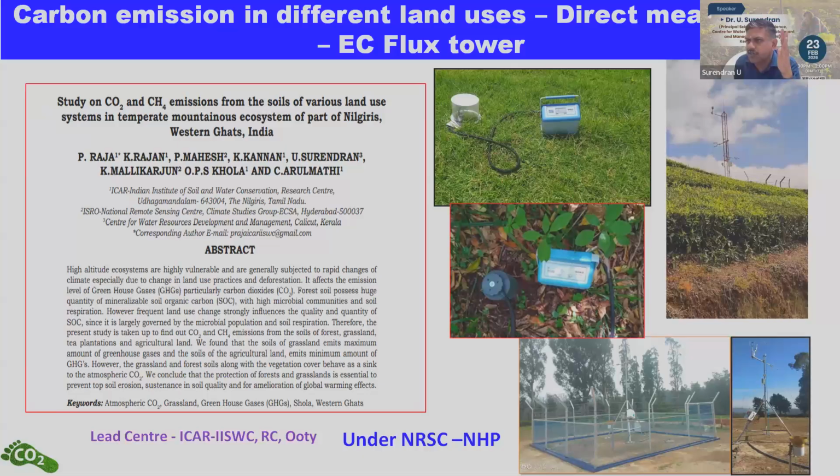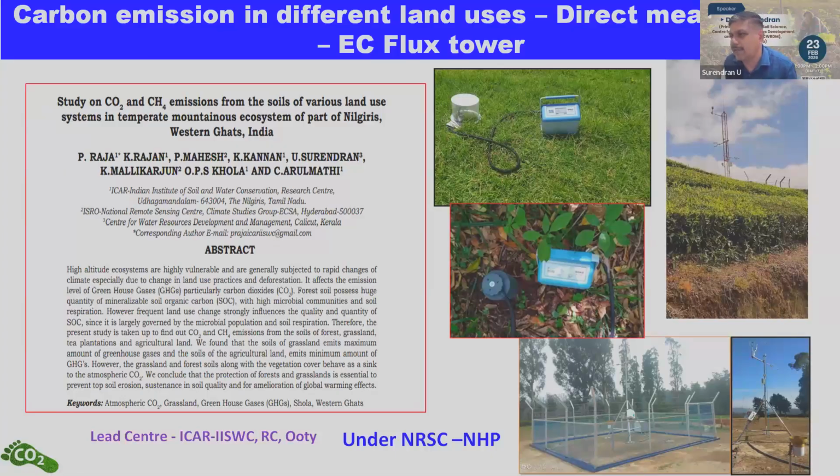Then another thing, as I mentioned in the beginning, to understand the CO2 flux we need sophisticated equipment and instruments or systems. One is a system called the eddy covariance flux tower, which we have installed in two kinds of locations. This is also in the Western Ghats region, especially in another state in India, Tamil Nadu, where this is a part of the Nilgiris.